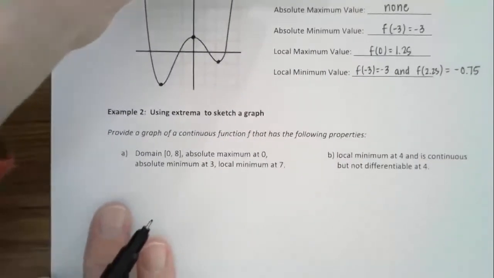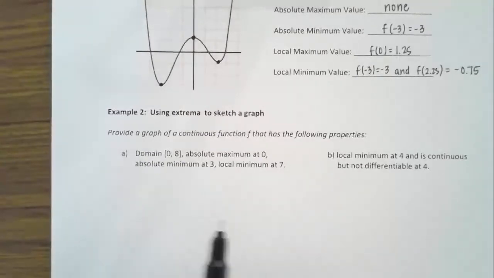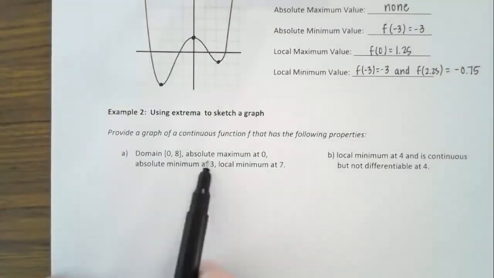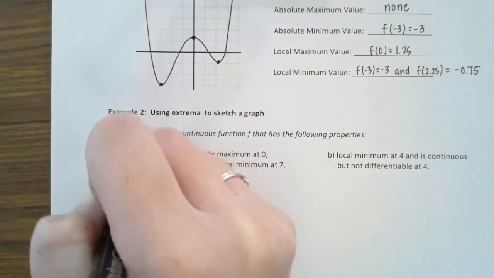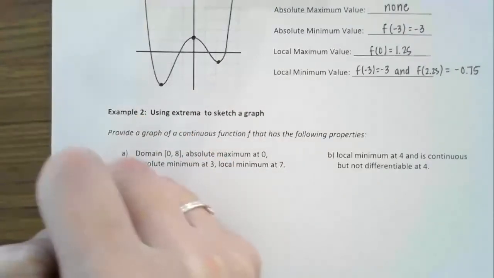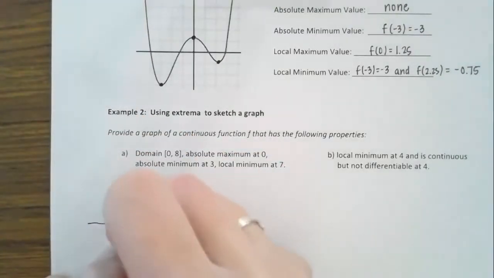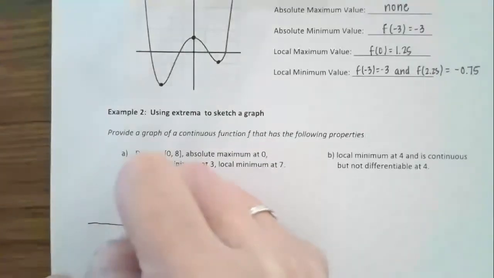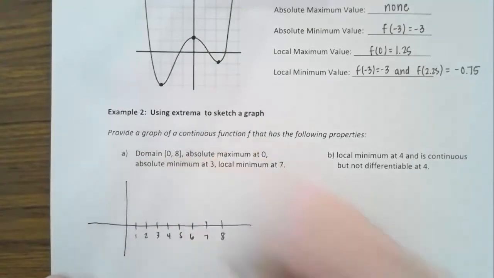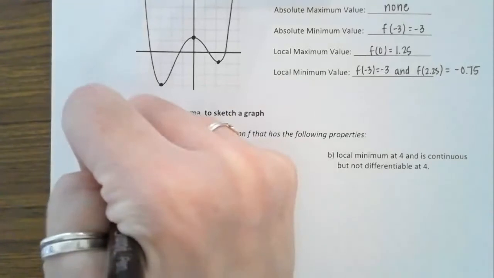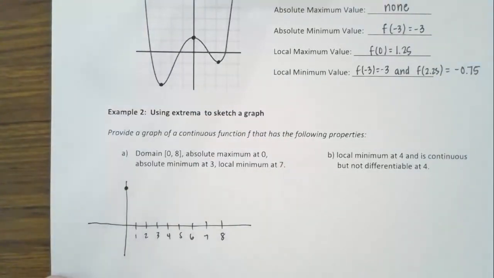All right, so what if we wanted to sketch something? So example A down here, we're given some information. We want to sketch a graph that would fit these restrictions. There's a lot of things that you can do here for these types of problems. Here we're told that we have a domain of 0 to 8. We want an absolute maximum at the x value of 0. So I'll just put a high point up here. That's my absolute max. Absolute minimum at 3.